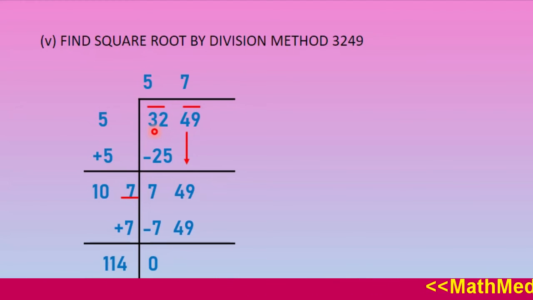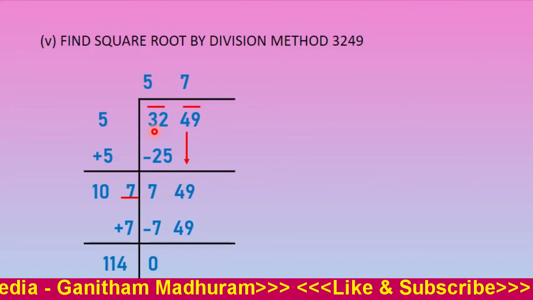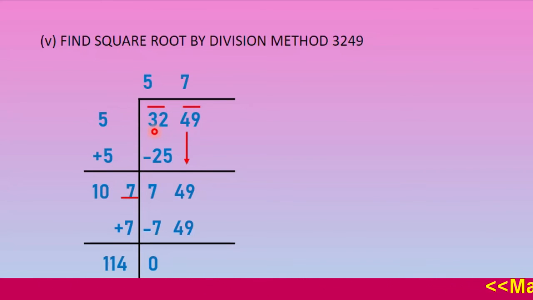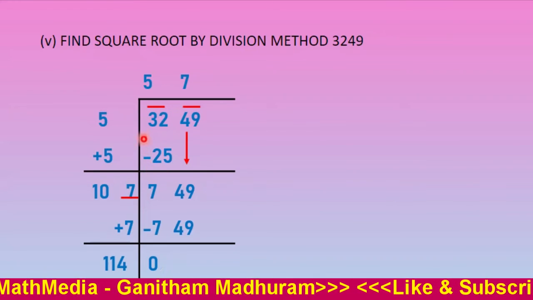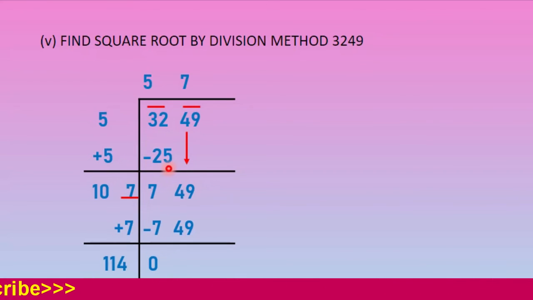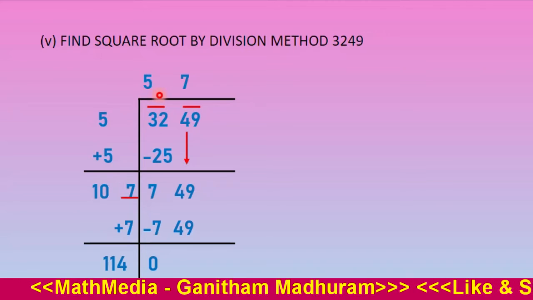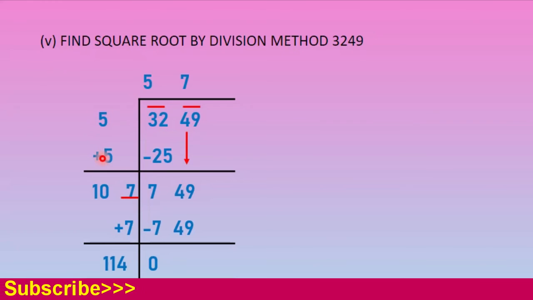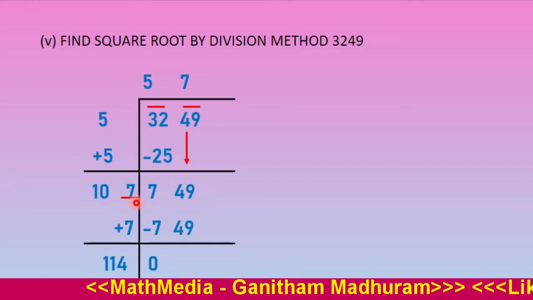Which is the square number less than 32? 4 square 16, 5 square 25, 6 square 36. So the square number less than 32 is 25. Write in the dividend. Then you can subtract it, you will get a 7. The square number is 25, so its square root will be written how many times? 5 times. 1 in the quotient just above the first group, then in the divisor just below the divisor. Now add the divisor, we will get 10, then put a blank over there.